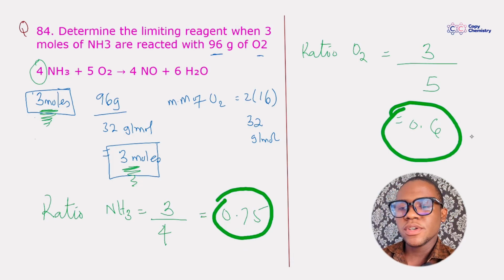Good. So 0.6 being the smaller one here would just mean that oxygen is our limiting reagent. That's it. Determine the limiting reagent: oxygen. That's all. So we're going to head on to question 85. You see how easy this is. It's not that difficult. You just have to compare the moles and determine that one.